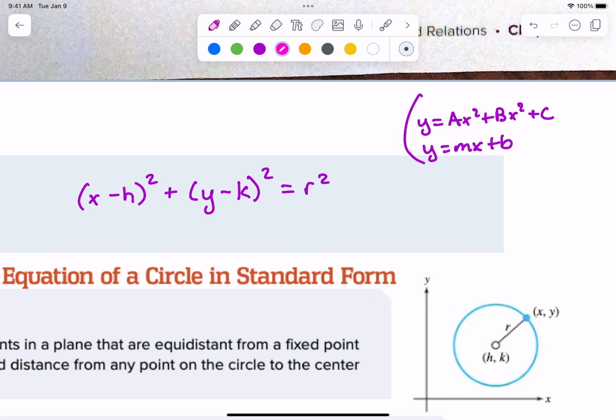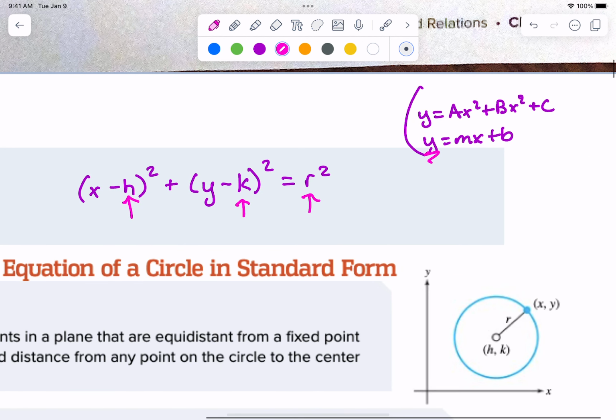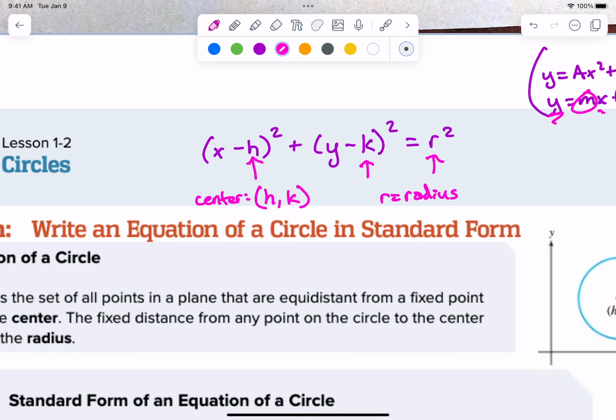So what we need is we need to know what h is, we need to know what k is, and we need to know what r is. X and y stay in the equation, kind of like y equals mx plus b. Those two things stay, you just have to solve for m and b, right? H and k are the center of the circle, okay? R stands for the radius of the circle. And those are the only two things that you need to write the equation of a circle.